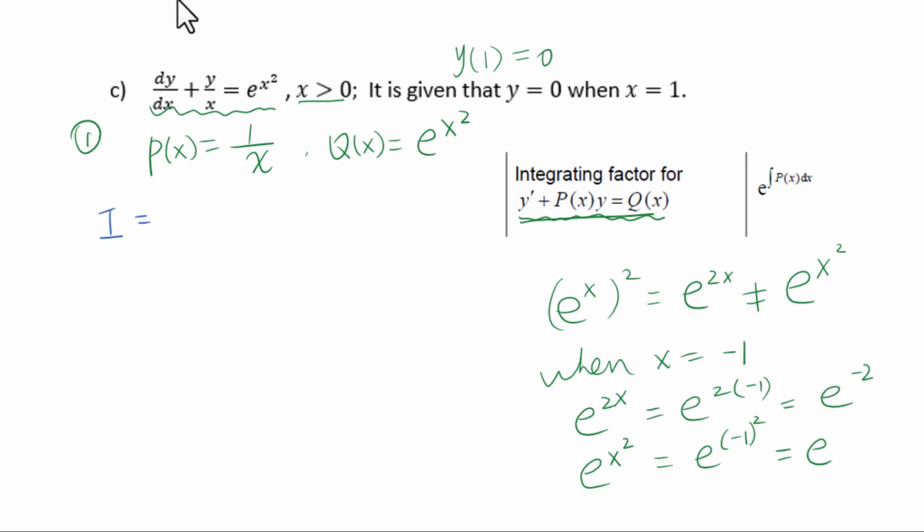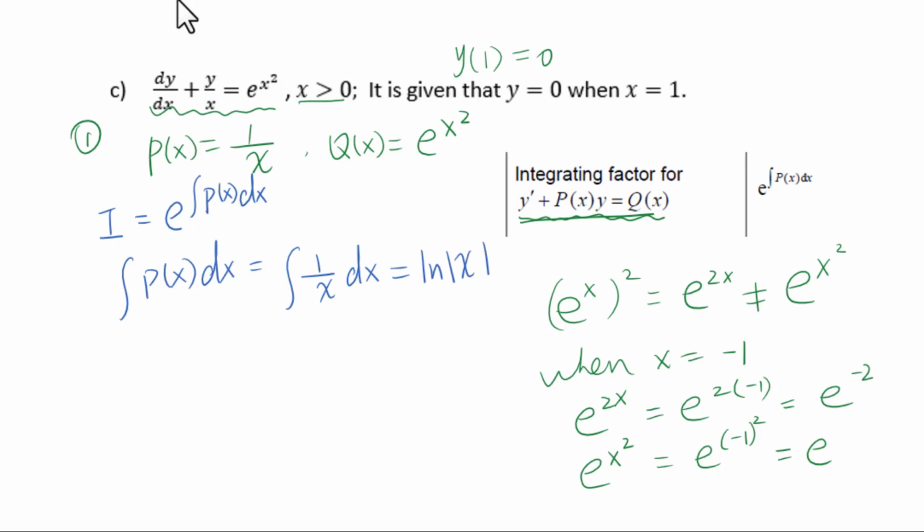So for I equals e to the integral of p of x dx, the integral of p of x dx equals the integral of 1 over x dx, which equals natural log of the absolute value of x. Since x is positive, we get natural log of x. Substitute back here: e to the natural log of x equals x. Second step, we will use this formula to solve for y.